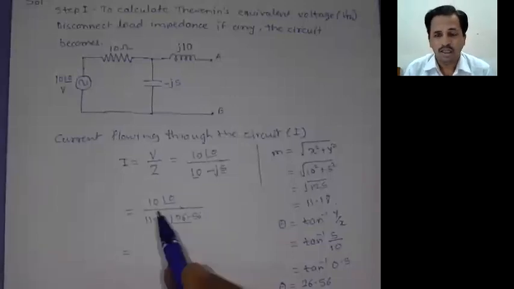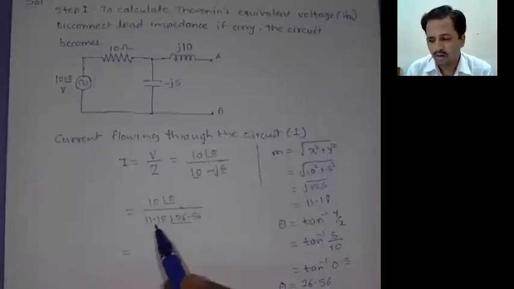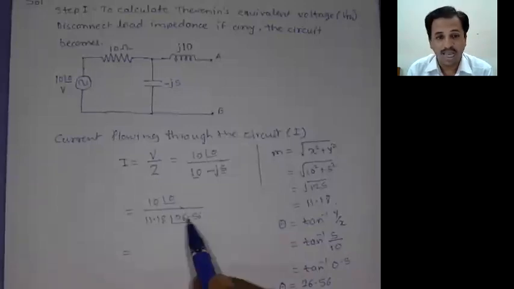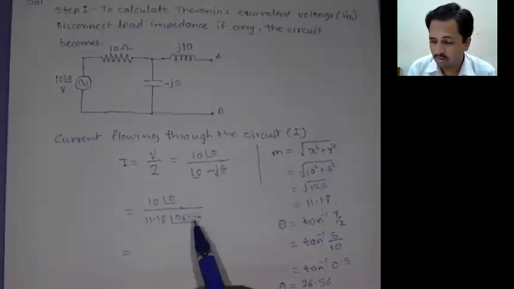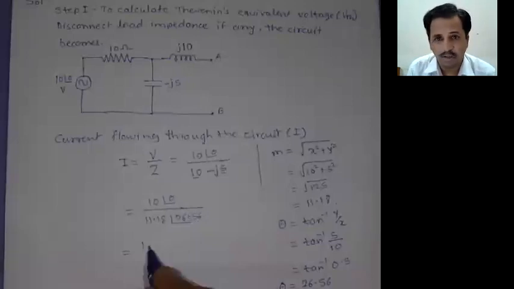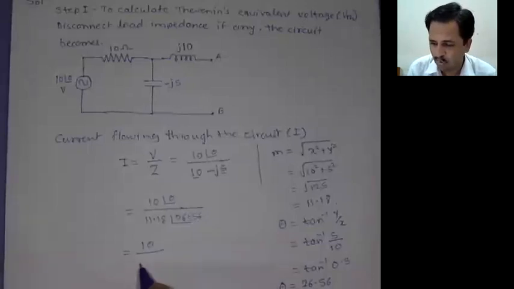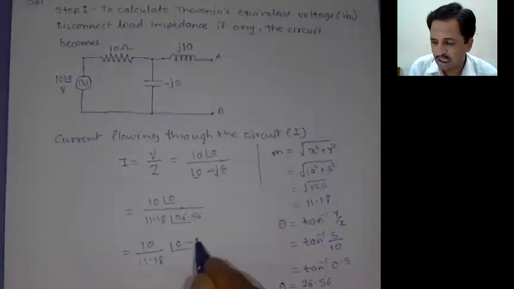Now here, how is it solved? It is easily solved. That is 10 divided by this quantity. And for the angle value, what is required? They are making the subtraction between one another. That is 11.18 and with angle 0 minus 26.56.